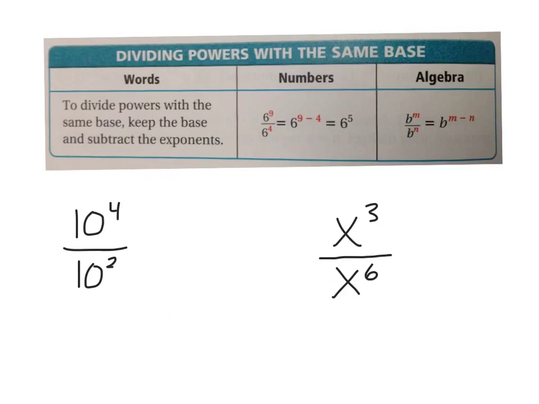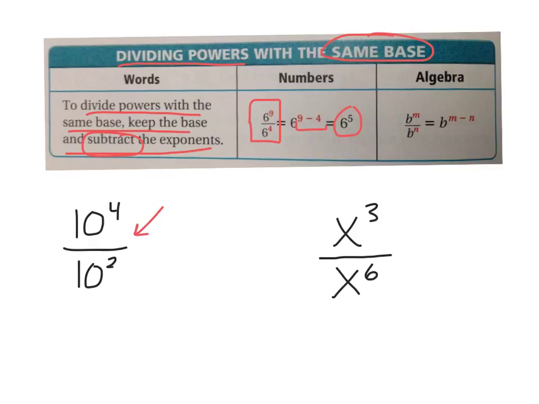In the next property, we're dividing powers that have the same base. So what happens if you're dividing two numbers that have powers in them, like 10 to the 4th divided by 10 to the 2nd power? To divide powers with the same base, keep the base and subtract the exponents. So this time we're going to do the opposite. We're going to subtract. So 6 to the 9th over 6 to the 4th is 6 to the 9 minus 4 power, and 9 minus 4 is 5, so it's 6 to the 5th power.